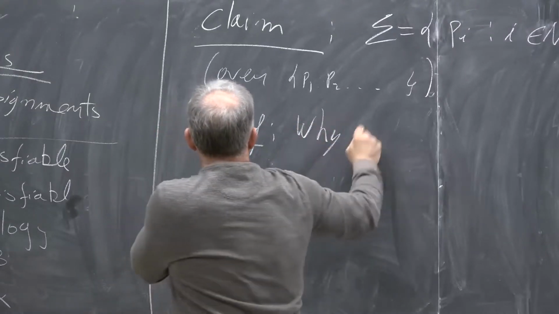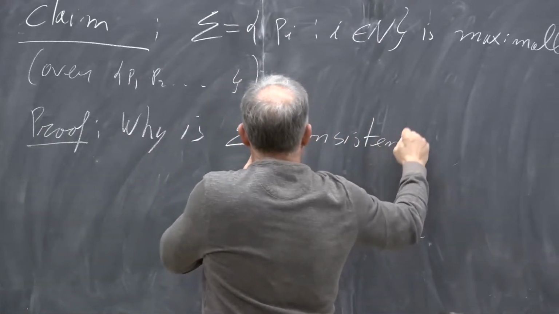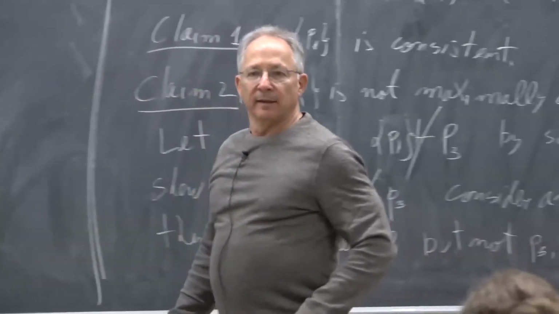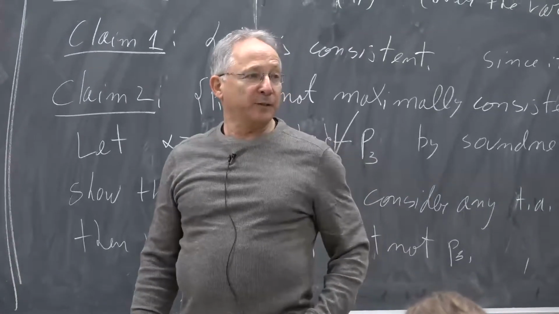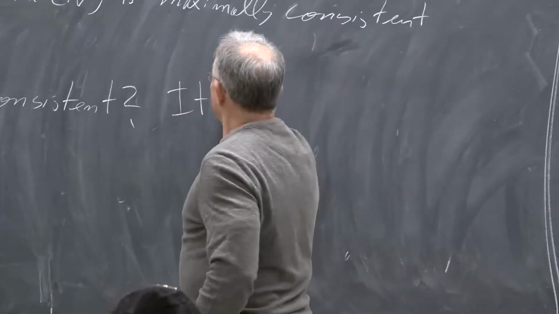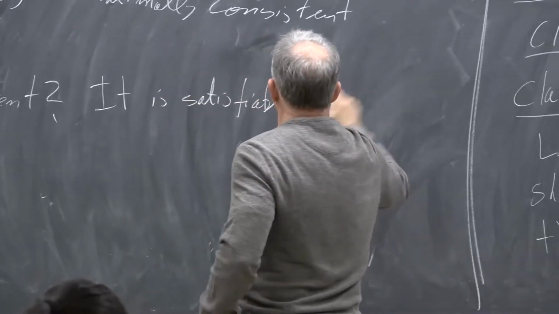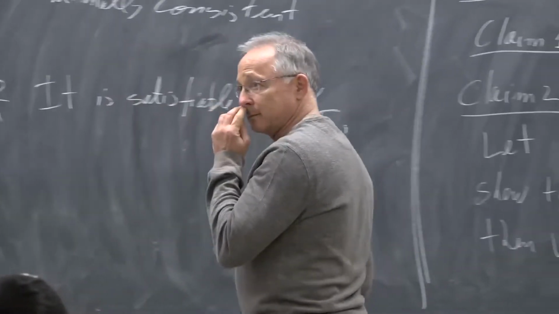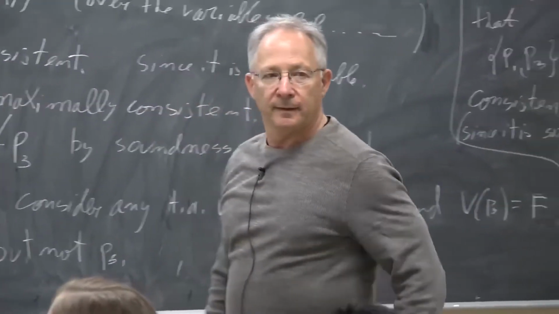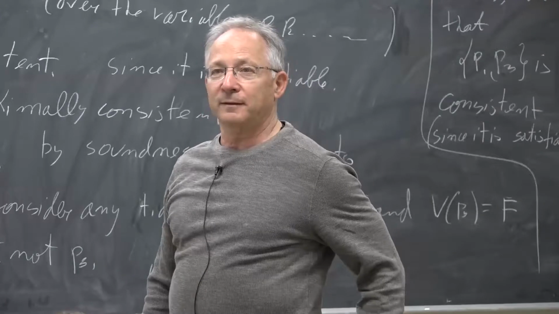Why is my sigma consistent? It's satisfiable. How do I satisfy it? It is satisfiable by the assignment V_t, the all-true assignment. So I know it's consistent. So now, why is it maximally consistent?